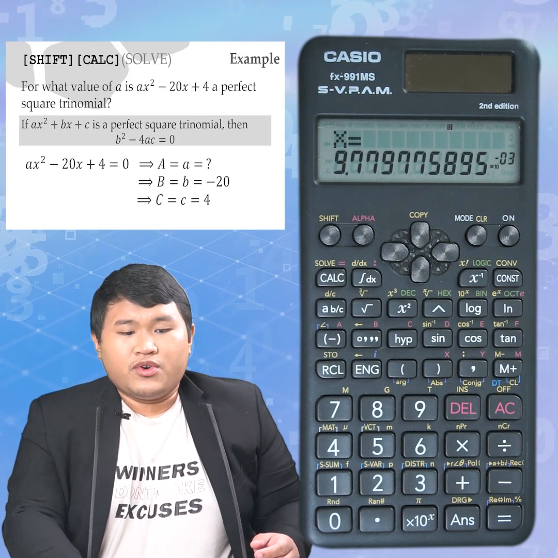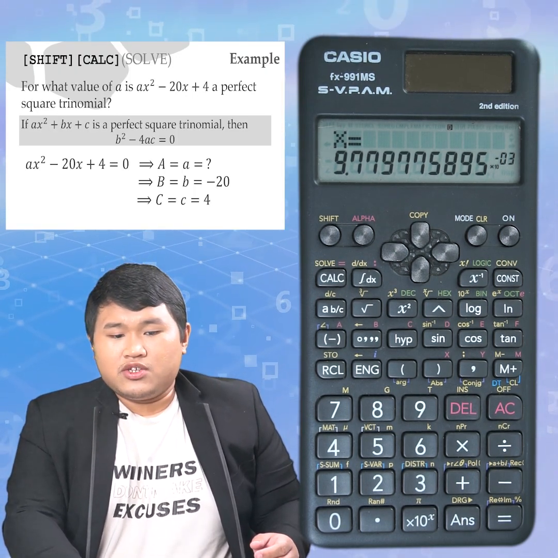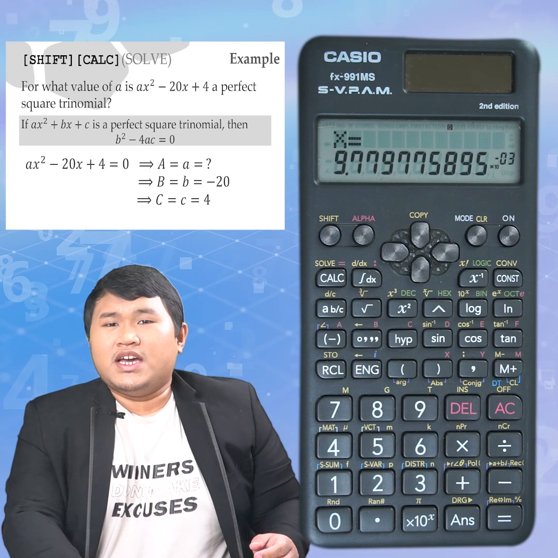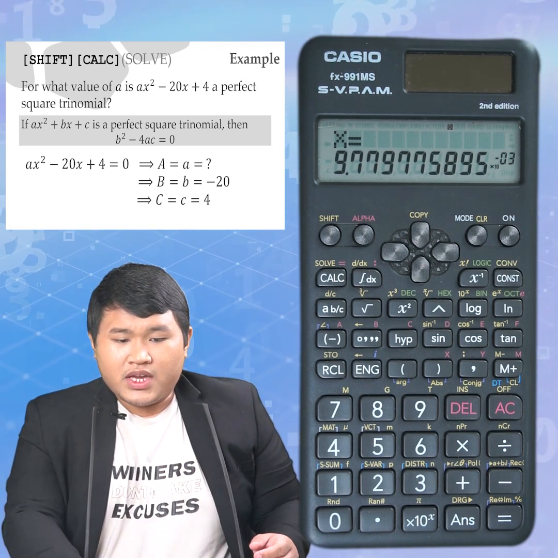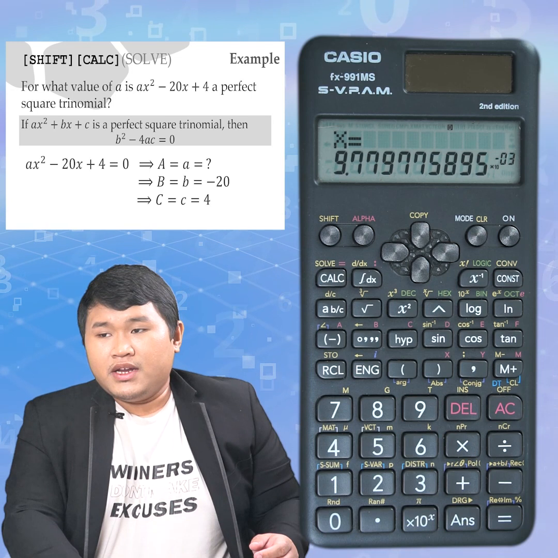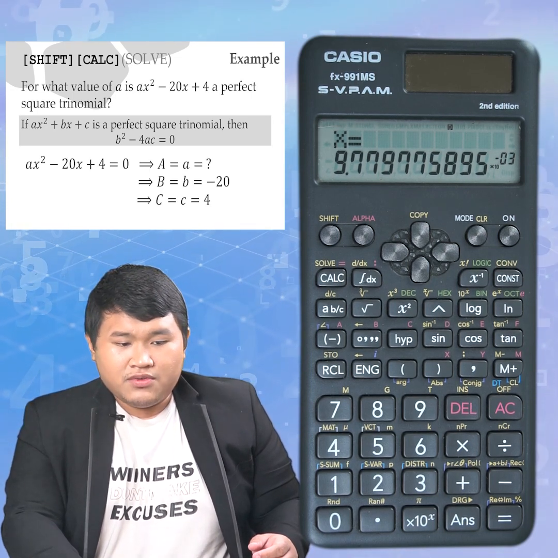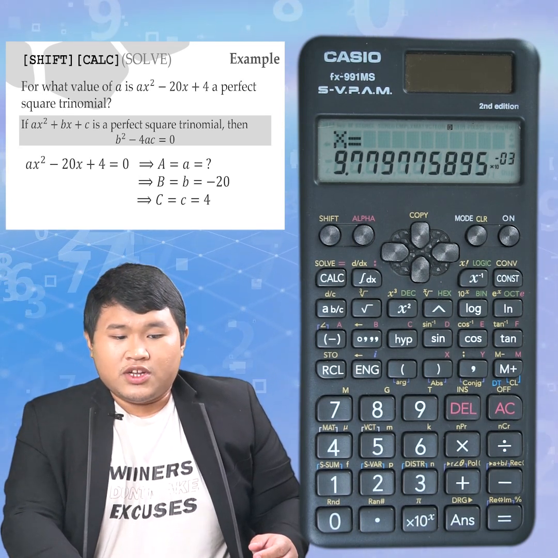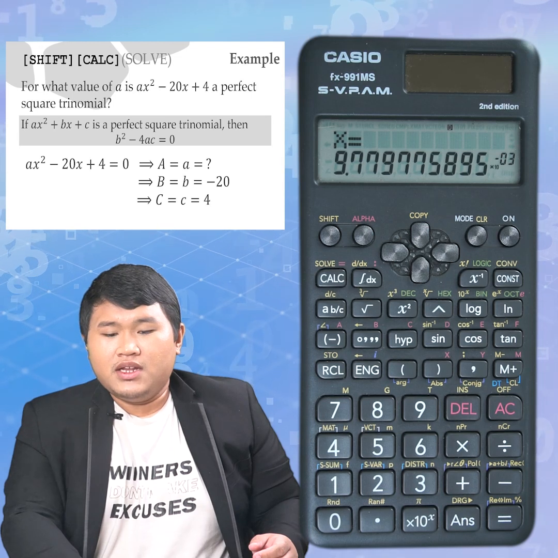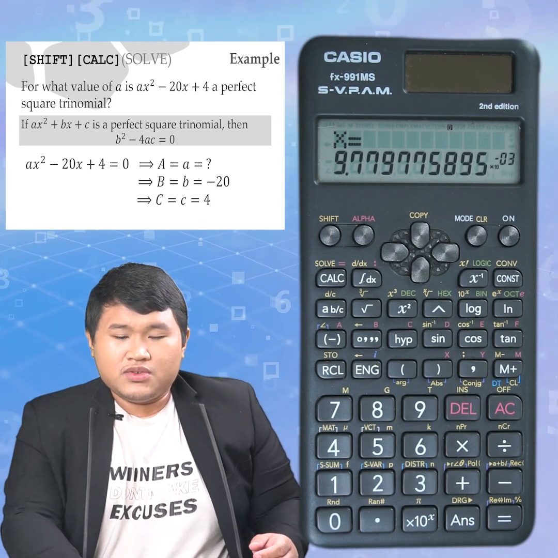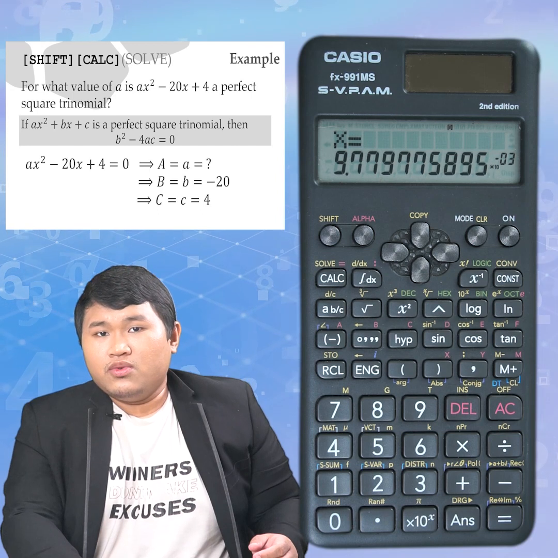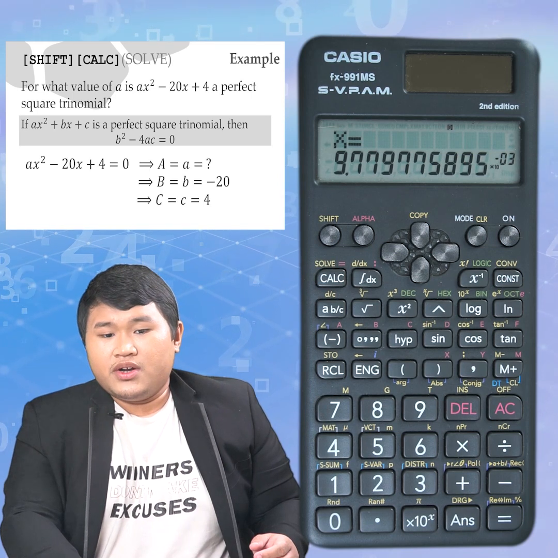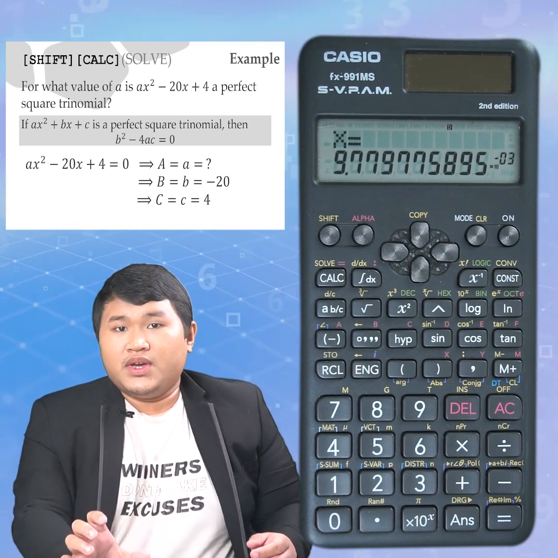So let's have this problem. For what value of A is ax squared minus 20x plus 4 a perfect square trinomial? This is an algebra problem, and we can determine the value of A by remembering a concept in algebra: if ax squared plus bx plus c, which is a trinomial, is a perfect square trinomial, then the discriminant, which is b squared minus 4ac, should be equal to 0. That's the key equation for that.